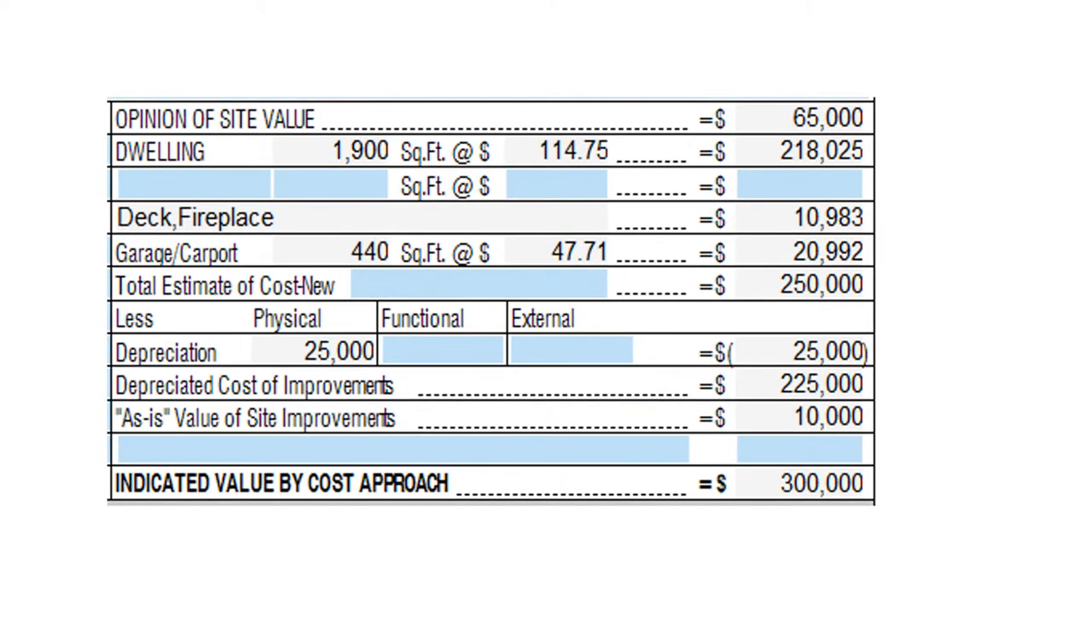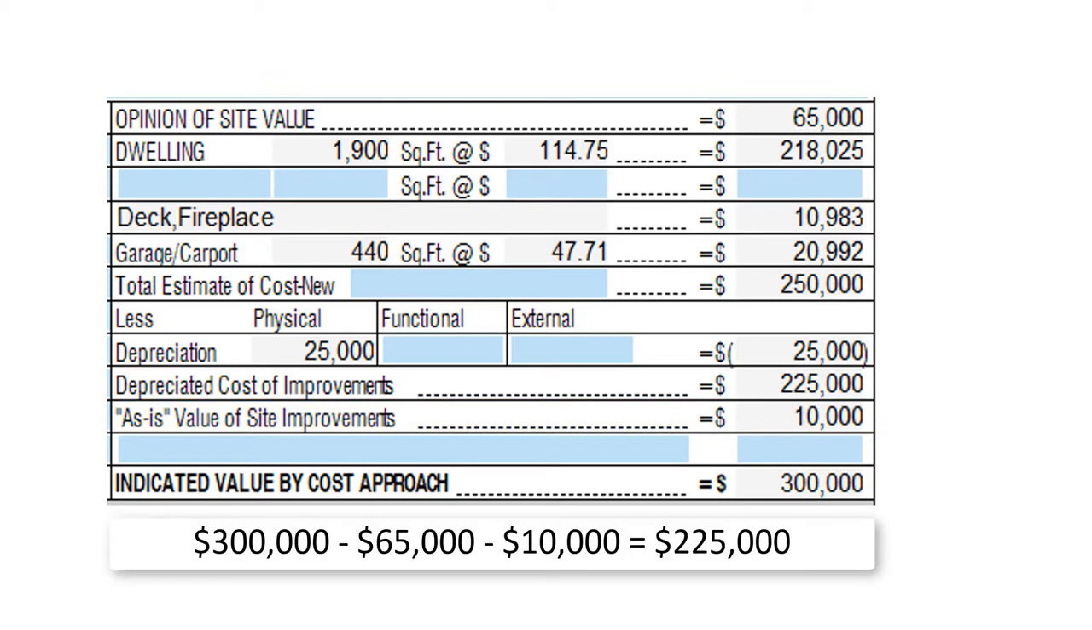This is from page 3 of the 1004 form. Depreciated cost is simply the market value, the contributory value of the improvements. If the indicated value by the cost approach is $300,000, the site value is $65,000, and the as-is value of the site improvements is $10,000, then the value of the house is $225,000. Depreciated cost is the market value, the contributory value of the improvements.